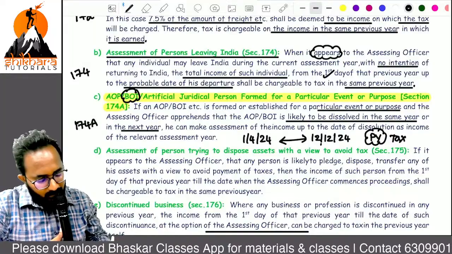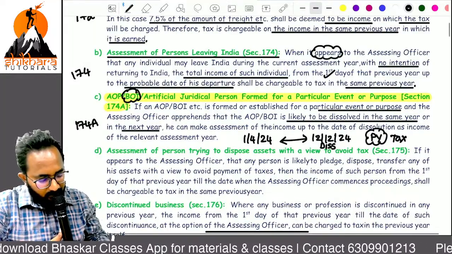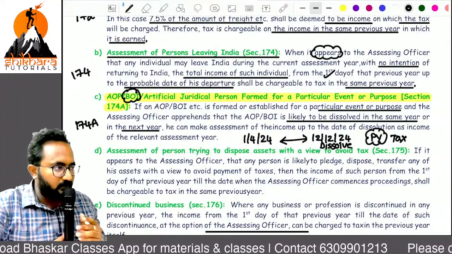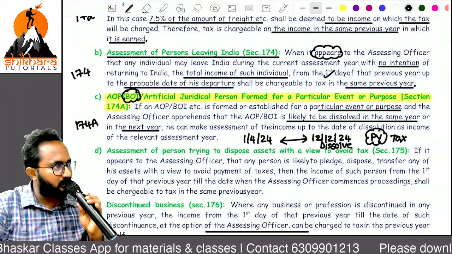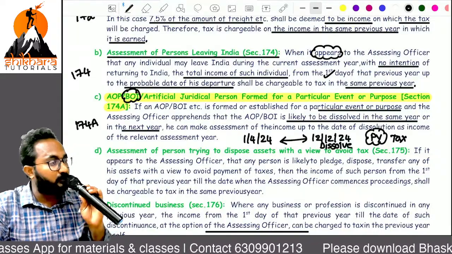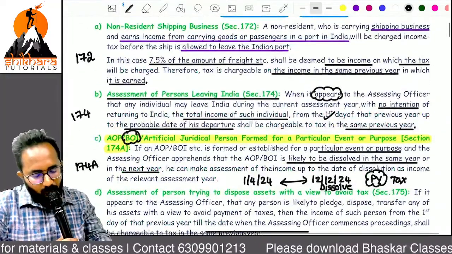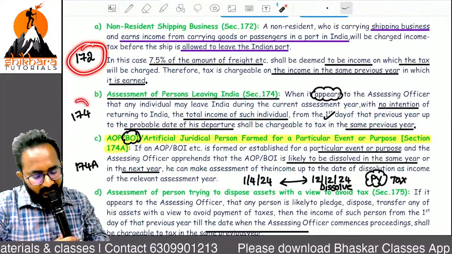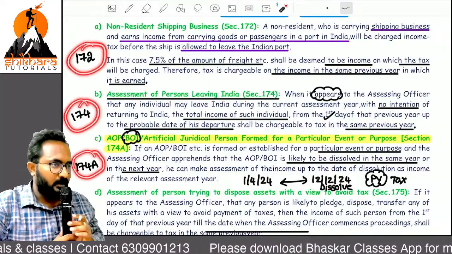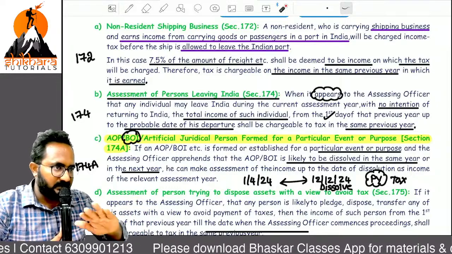If they want to dissolve this body of individuals on this date, no problem, you can dissolve, but at the time of dissolution you are definitely required to pay the tax in that previous year itself. No need to wait for the assessment year. So three things: 172, 174, 174A. Don't read that entire line, just remember it conceptually, that's enough.